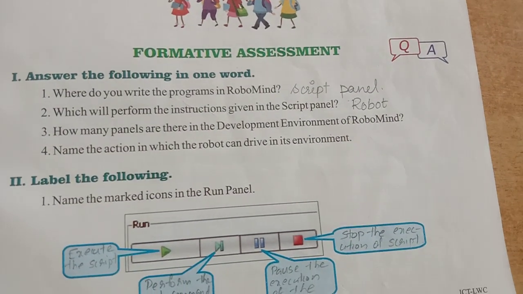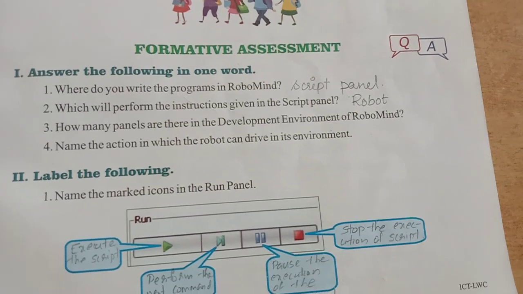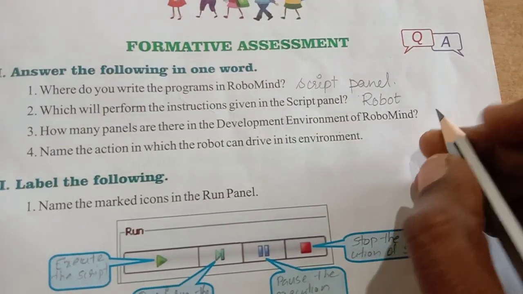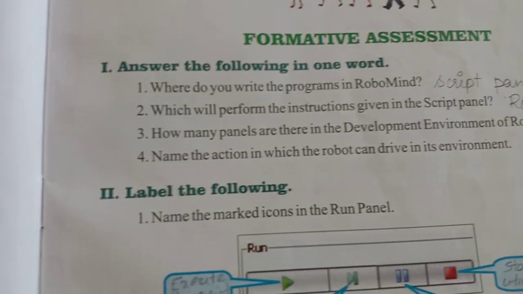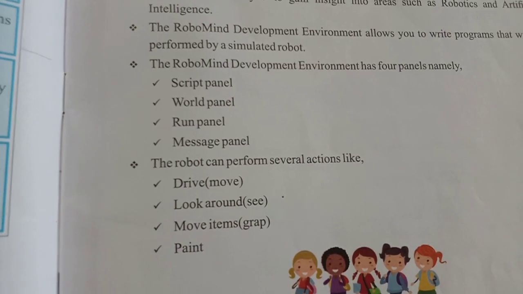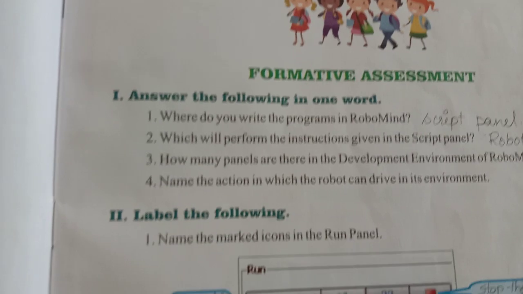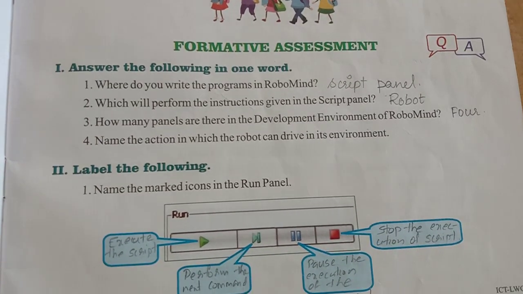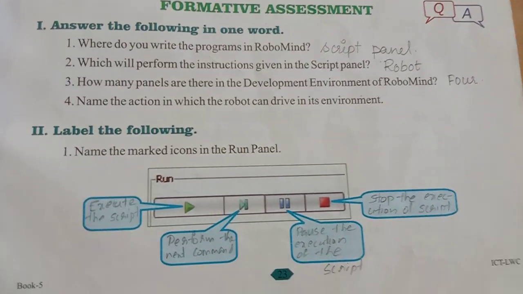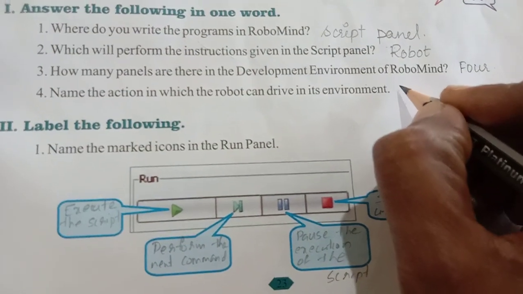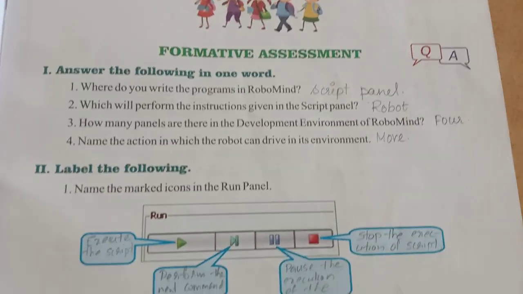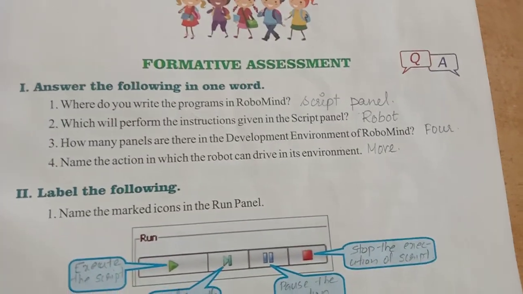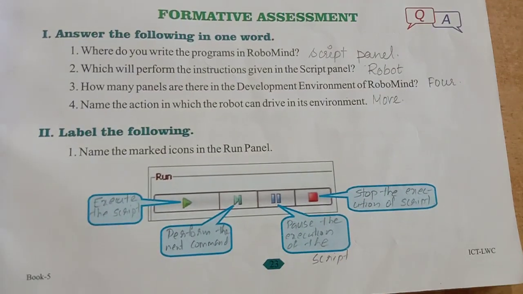How many panels are there in the development environment of a RoboMind? We have 4, right? You write 4. Okay. 4 are script, word panel, run panel, message panel. Name the action in which the robot can drive in its environment. Drive means move. Okay. So first script panel, second robot, third 4, fourth move.